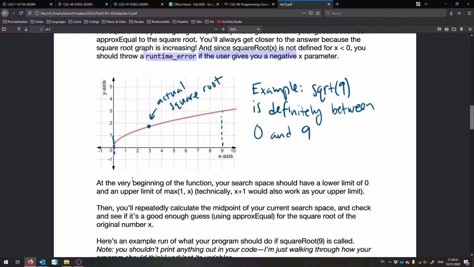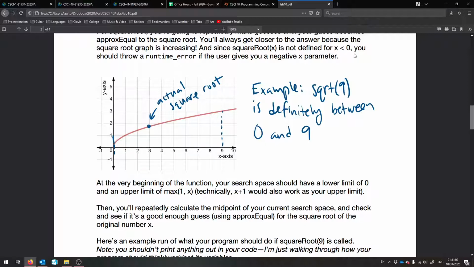At the very beginning, you have to come up with a search space, where you believe that the square root should be, and we're going to search inside of that space. You have to pick some range of values where you know the square root must lie. At the very beginning of your function, you have to pick this, and I have given you the answer here. Square roots can't get smaller than 0, so just make your lower limit 0, and your upper limit, the right side, the max of 1 and the number x, or x plus 1. Either one of those would work as an upper limit.